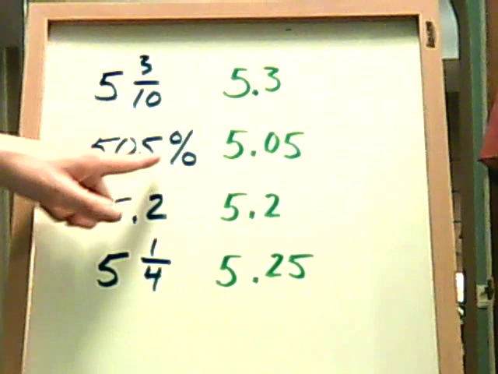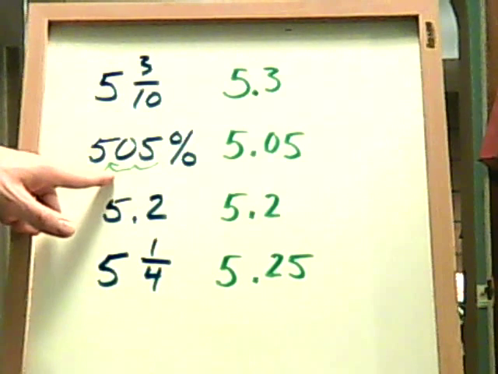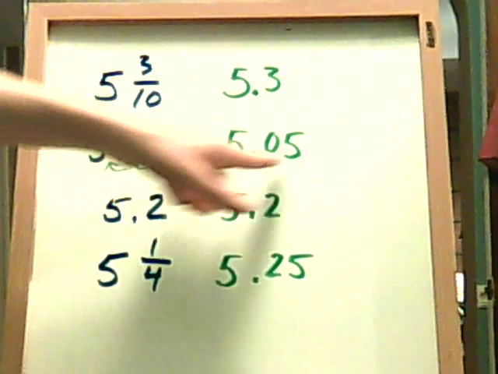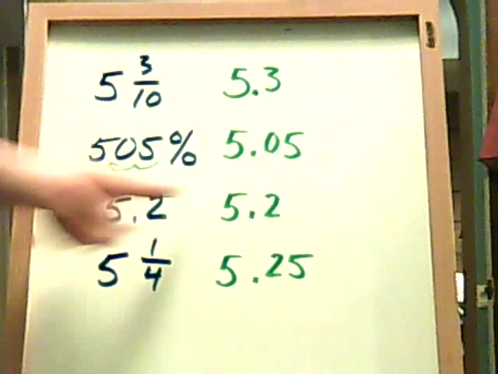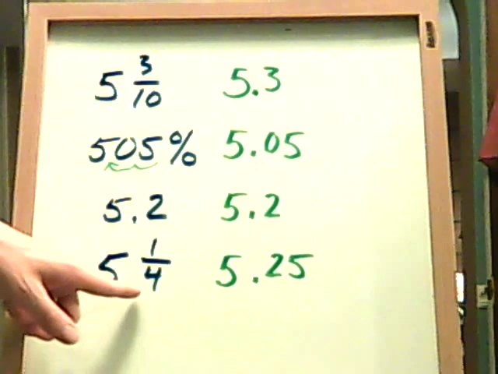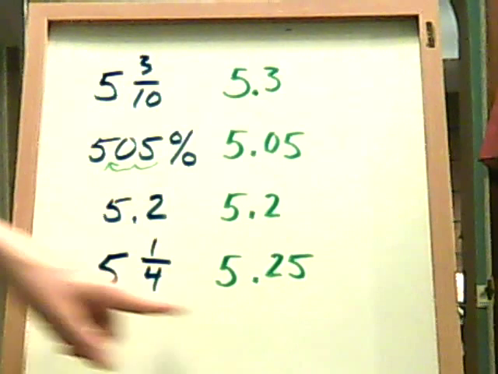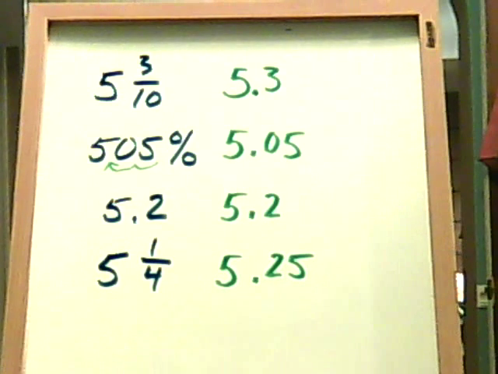This is 505%. To go from a percent to a decimal, you simply move the decimal point over twice. So you have 5.05. 5.2 is already a decimal. And then 5 1/4. Now you should know that 1/4 is 0.25, like 1/4 of a dollar is 25 cents.